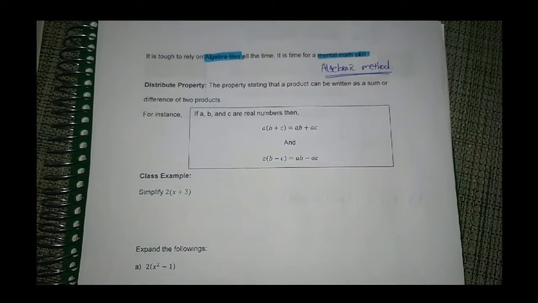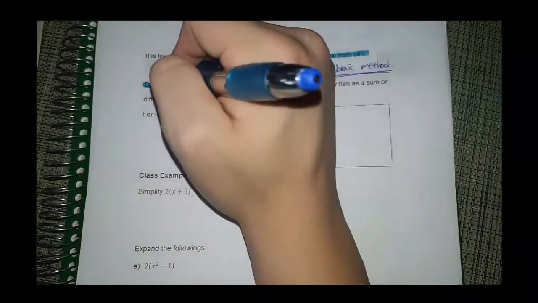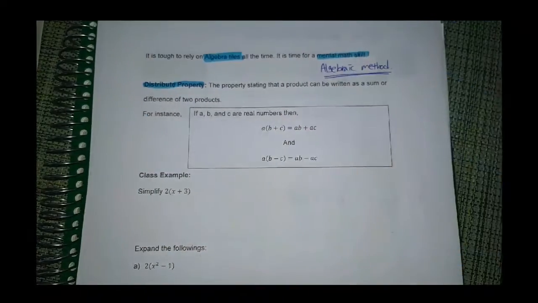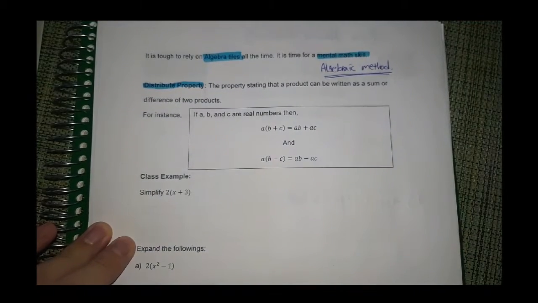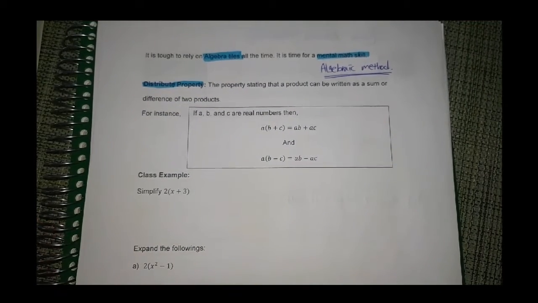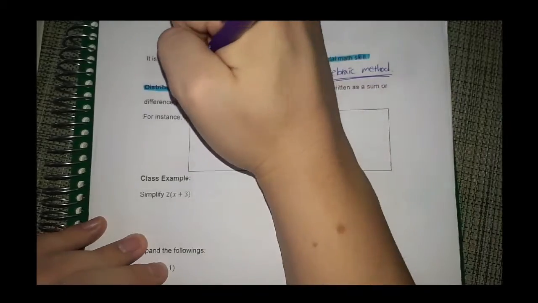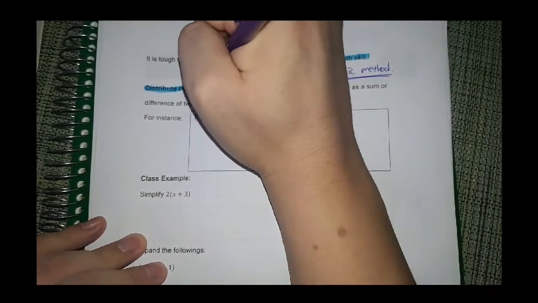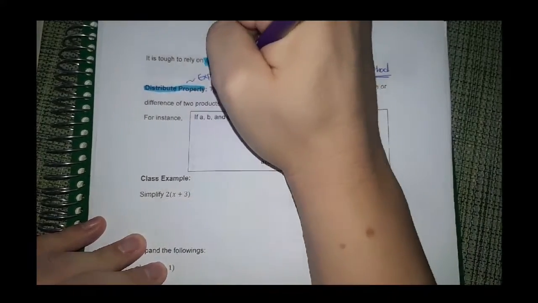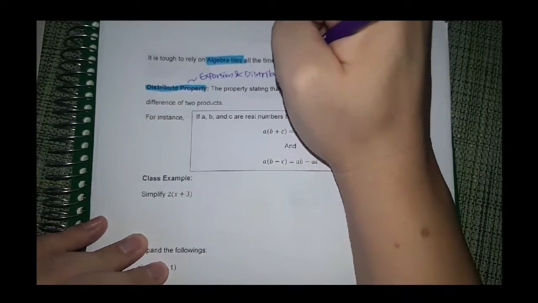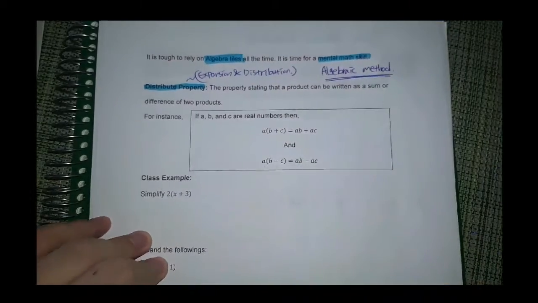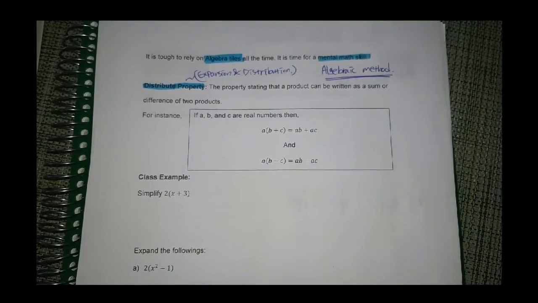And when it comes to the algebraic method, we have to use the distributive property, which is how you can expand properly. Consider that as an expansion skill by distributing. It's a combination of those two.